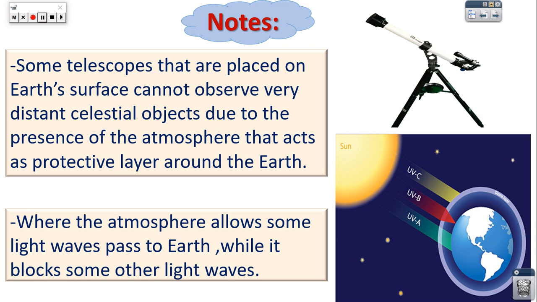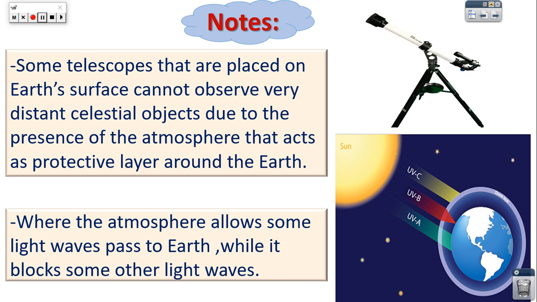Okay, if you look to space using the telescope, you cannot see the very far stars and galaxies from us due to the presence of the atmosphere. Do you remember what the atmosphere is? The atmosphere is a mixture of gases that surround the Earth. These gases don't help us to see the very far stars and galaxies from the Earth, even by using the telescope. The presence of the atmosphere doesn't allow us to see the distant or far stars and galaxies.